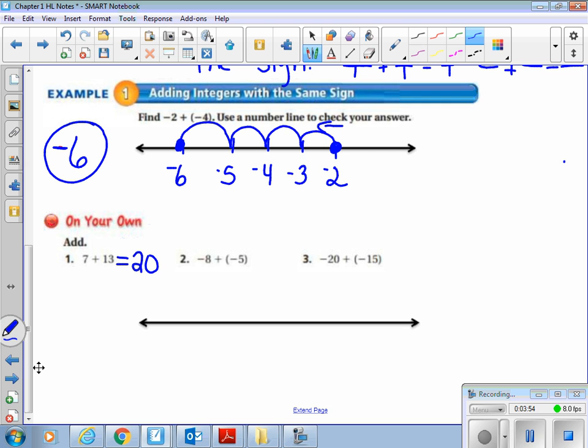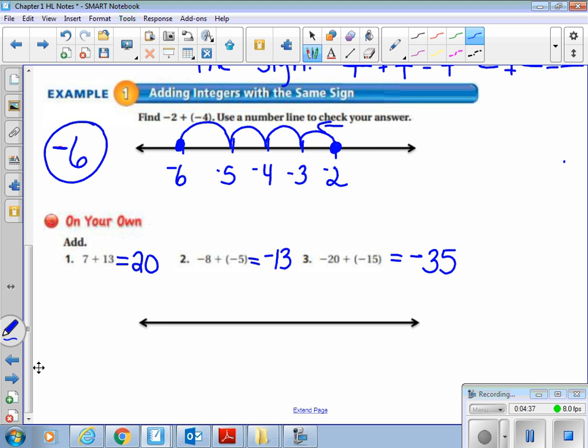In number 2, we're adding two negatives. 8 and 5, I'm going to put together, and since they were negatives, my answer is going to be negative. 8 plus 5 is 12, therefore negative 8 plus negative 5 is a negative 12. I'm sorry, 13. I apologize. All right, negative plus a negative is a negative. And then in number 3, we've got negative 20 plus negative 15. I know that 20 plus 15 is 35, and since it's a negative plus a negative, my answer will be a negative 35. And then feel free to check it on the number line if you feel like you want to do that as well.